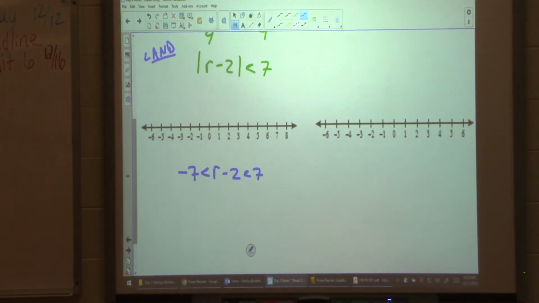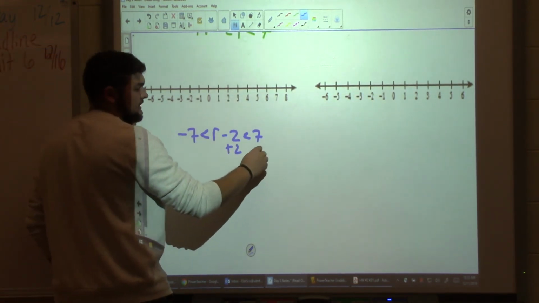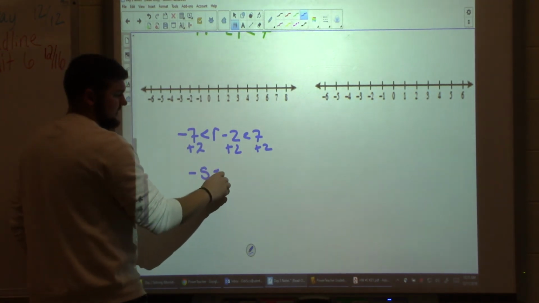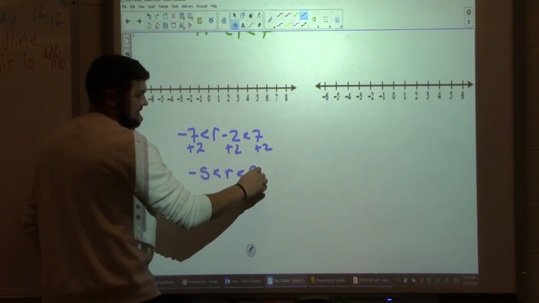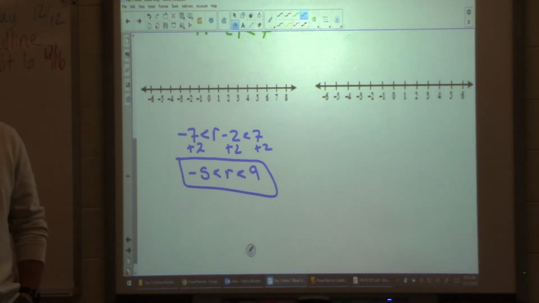So Jackson, how would I solve that and statement, that compound inequality? Add 2. So we're adding 2 to all parts. Good. Negative 5 is less than r, which is less than 9. So I've solved the inequality. Now I need to graph it.